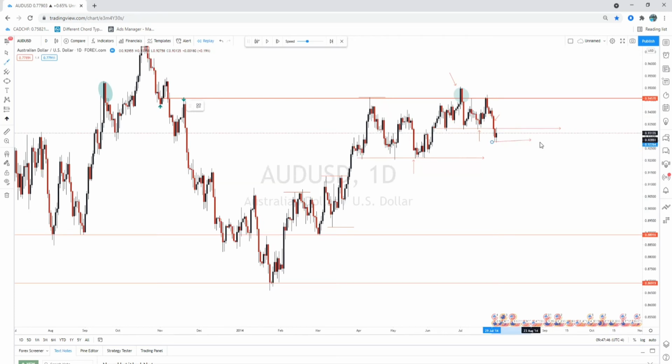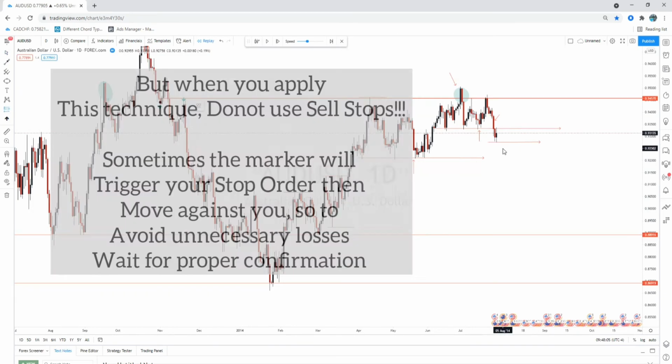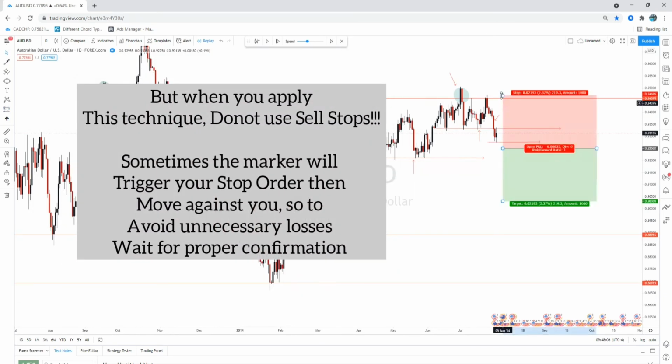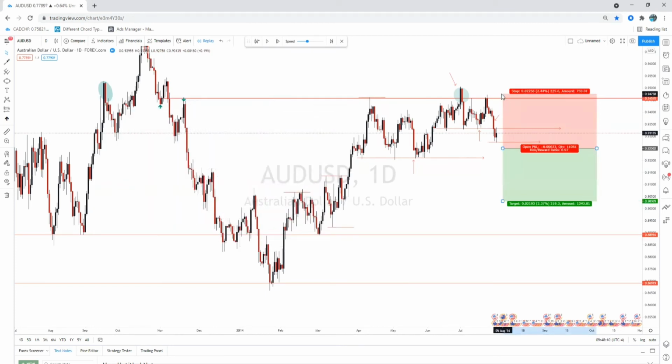meaning for us to now start selling, we have to close with a very bearish candlestick below that level. And then I'm going to place a sell stop somewhere here, a sell stop somewhere there, and then a stop loss above structure. And then this is where I'm going to be placing my take profit.